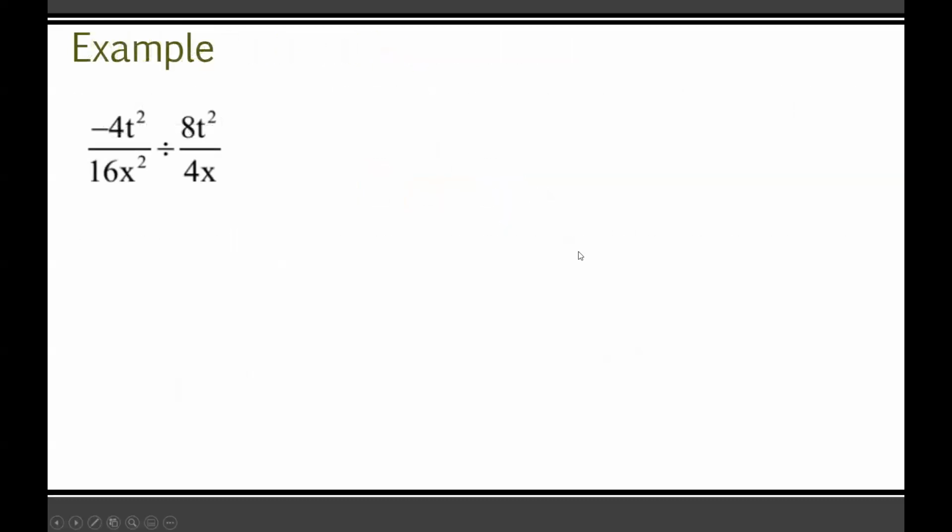This first example is not too crazy. It's just a bunch of monomials in here. So in other words, this thing is already all factored. Basically, we just have to start by keep, change, flip. Since it's already factored, we don't have to worry about it. So what this becomes is -4t squared over 16x squared times by the reciprocal of this. So 4x over 8, ooh, that's an ugly 8, 8t squared.